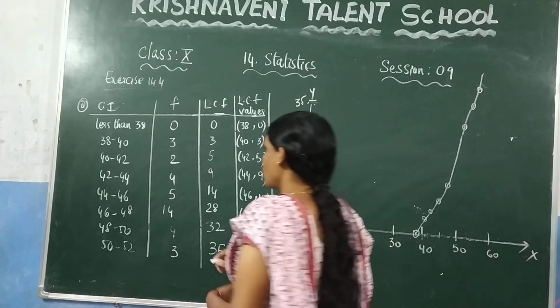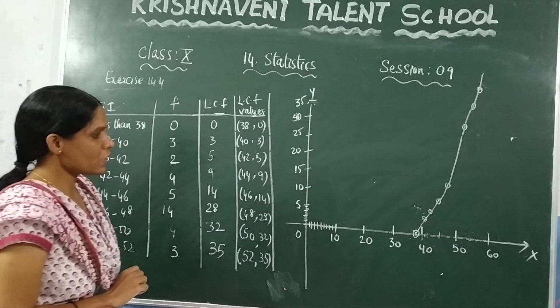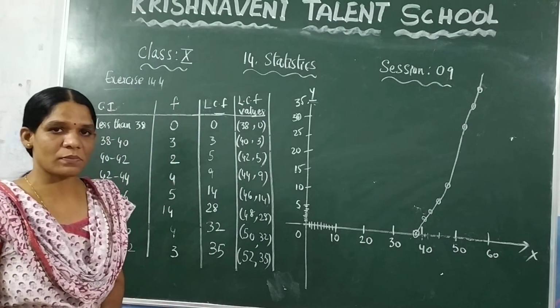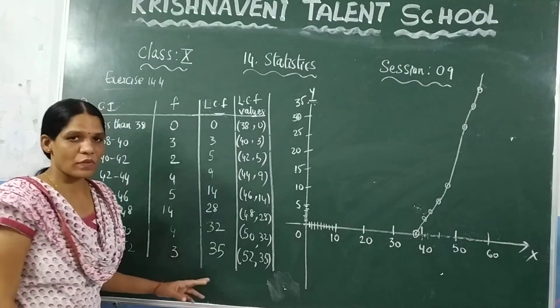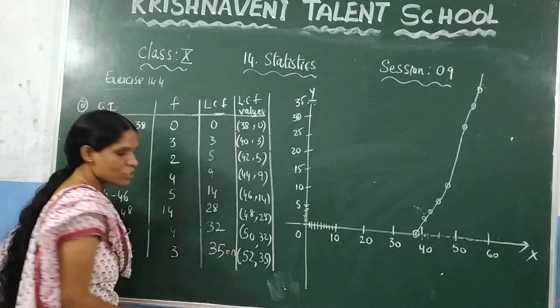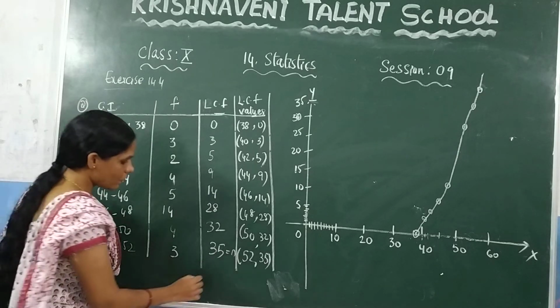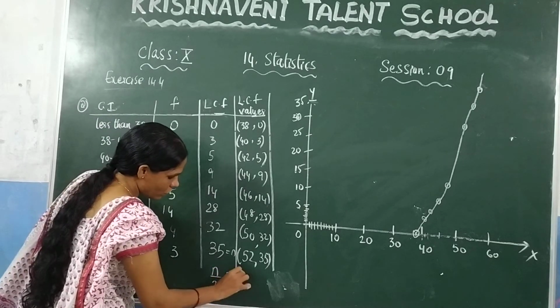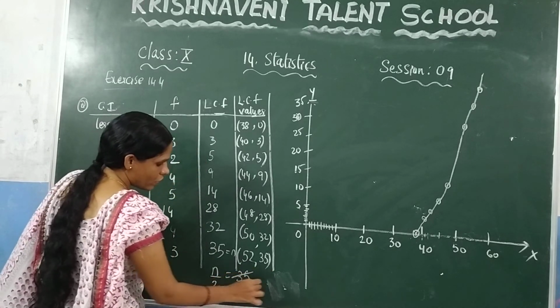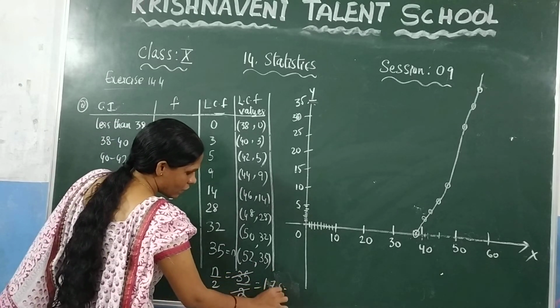So this is the problem, and in the question they asked, what is the median from this graph? If you want to find the median, you need to find the value of n by 2. Here, what is the value of n in this case, which is 35. So you need to find n by 2, which is 35 by 2. How much will you get here? 2 ones are 17.5, right?